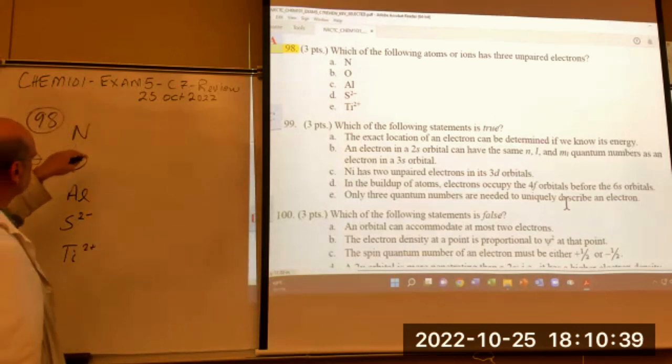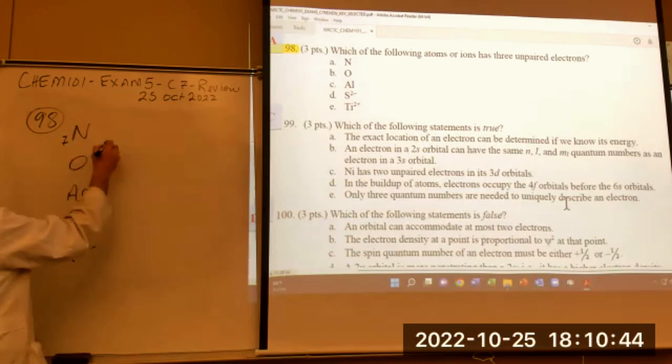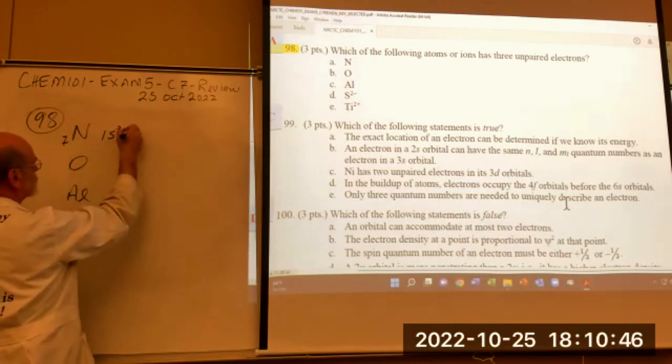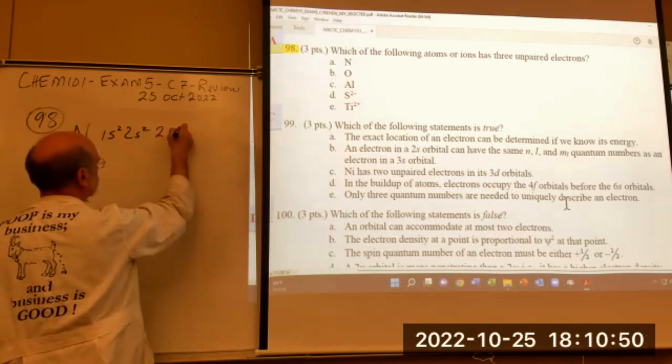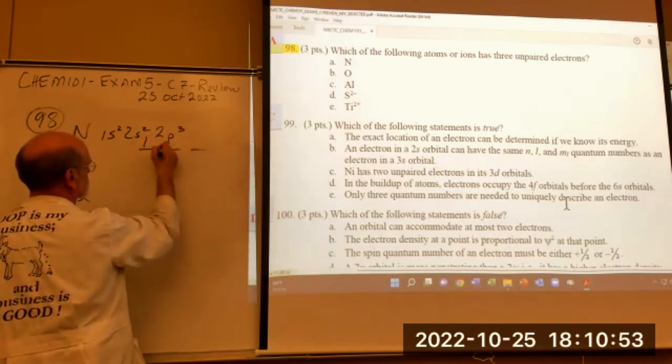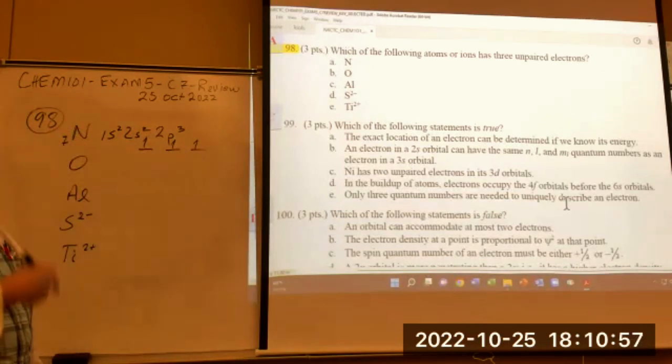So what's the electron configuration of nitrogen? Well, let's see, nitrogen has 7. So 1s2, 2s2, that's 4, we need 3 more. 2p3, 1, 2, 3. 3 unpaired electrons, there's your answer.